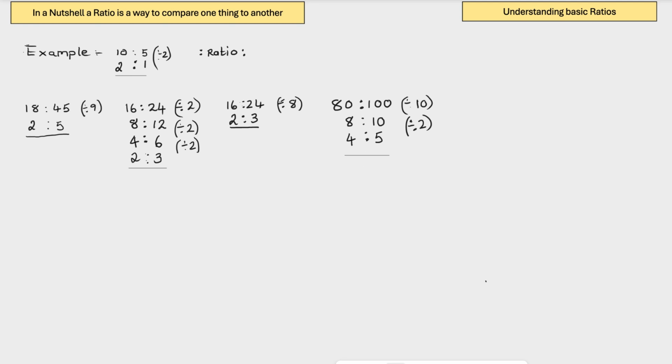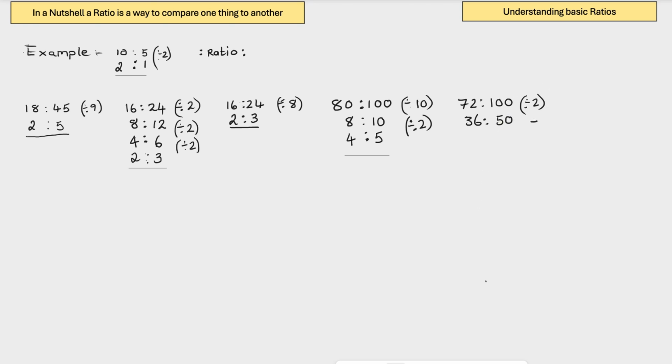Let's do another one. Let's do 72 to the ratio of 100. We need to simplify it. So we'd go 2 first, I think, on this one. 2's into 72 go 36. And we know 2's into 100 go 50.